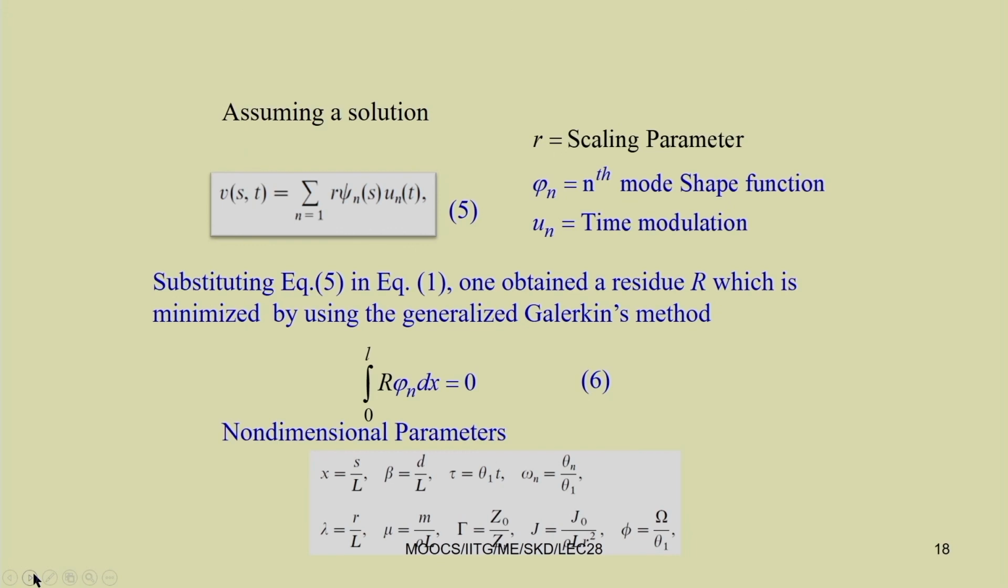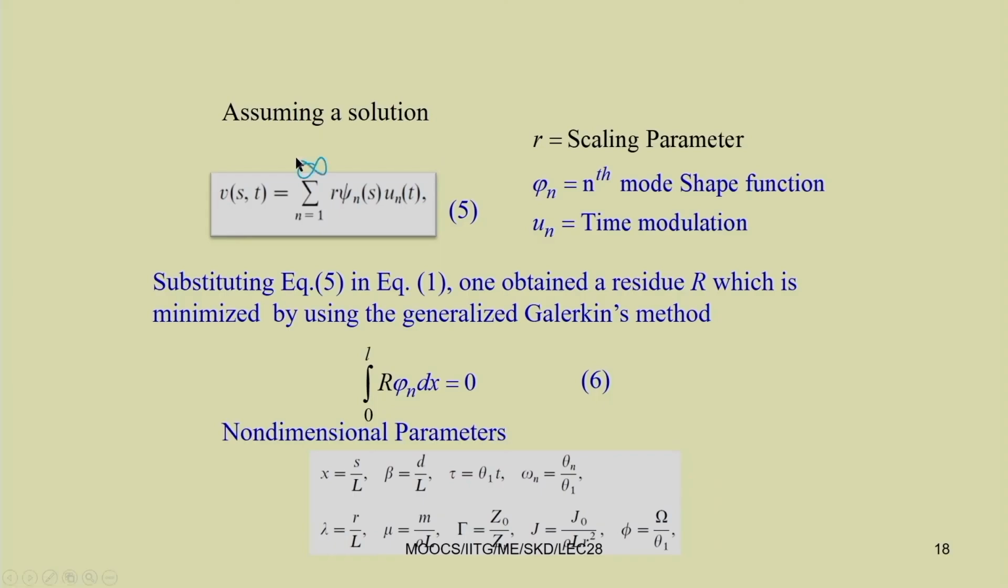Now this is a continuous system. In this continuous system, the displacement v can be represented using both space and time. So, this displacement v is a function of both space, that is s, and time t. It can be written as the sum from n equal to 1 to infinity, taking up to infinite modes, of psi n of s and u n of t. Here you can take the number of modes depending on what you want to study.